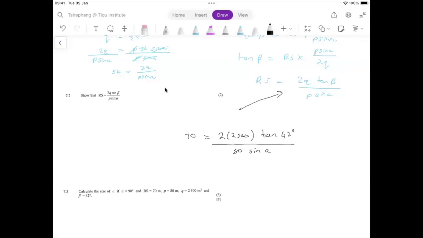Now it's just a matter of solving. Cross multiply.